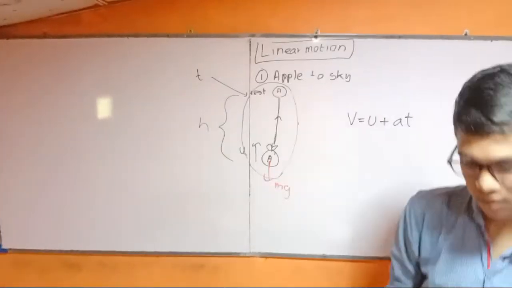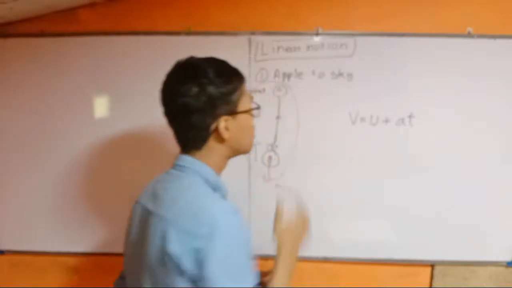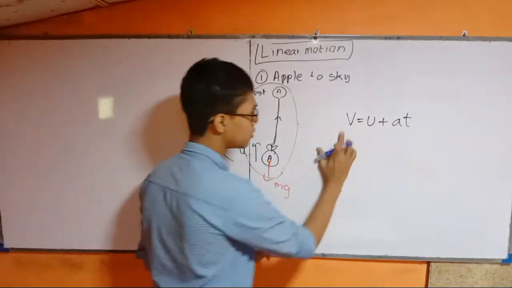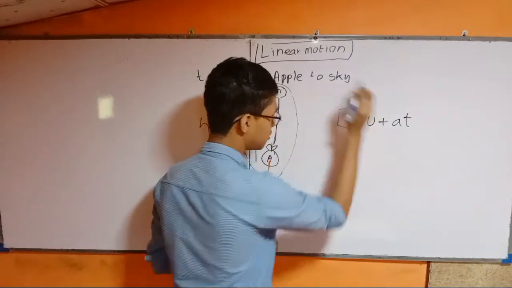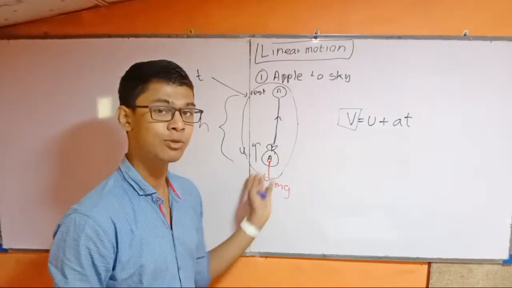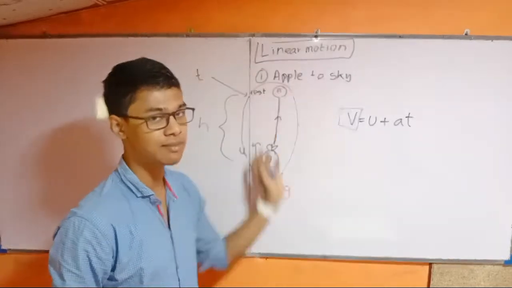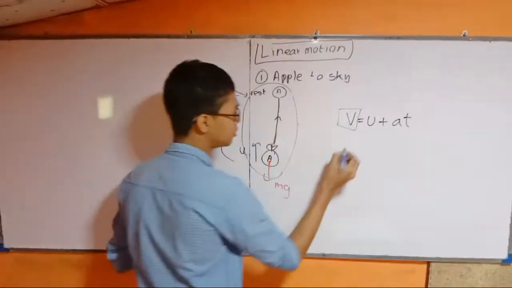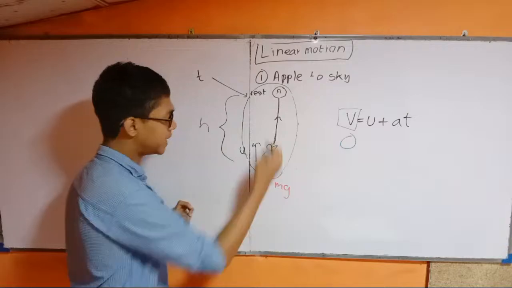So v equal u plus at. v is the final velocity. So the final velocity, obviously, as it goes up it comes to rest. It comes to rest, so v is 0. So initial velocity u.